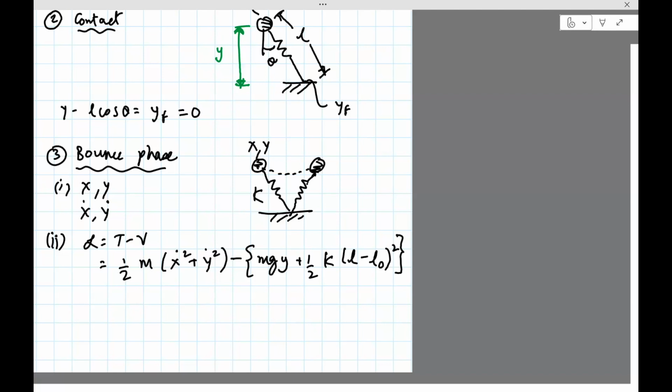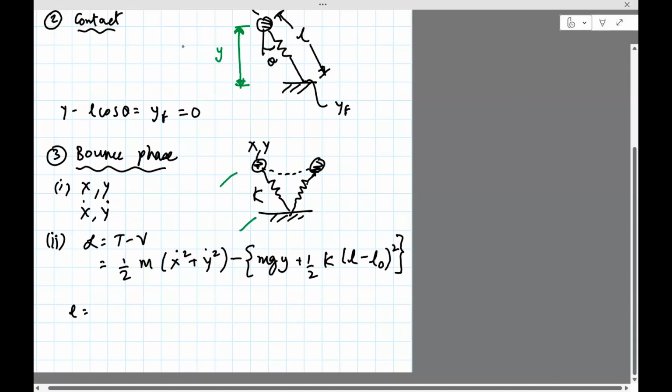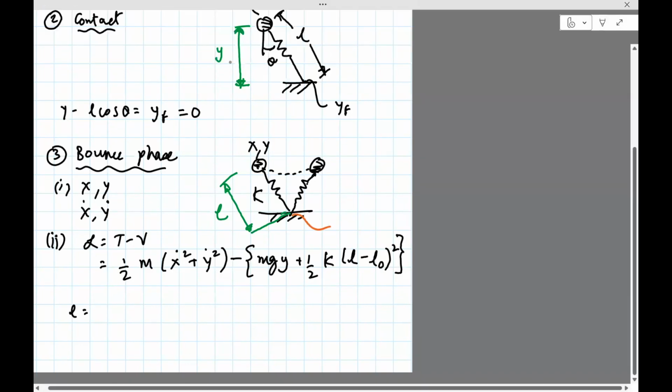Okay, so L0 is something which is given to you, because that's the unstretched length of the spring. What is L? L is the distance from, it's basically this distance. Let's assume that this point has coordinates xf, yf. That's the foot position. I wrote down yf only here, but it's xf, yf.